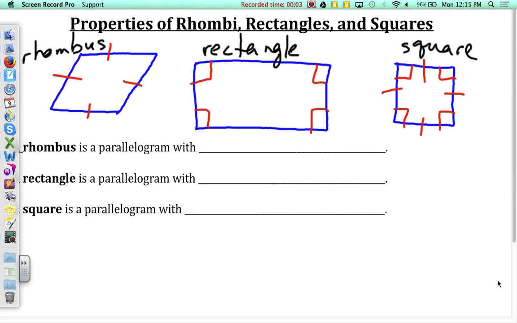Okay, as I've said before, the bulk of this chapter has to do with quadrilaterals. We've spent the last two lessons talking specifically about parallelograms. Today's lesson has to do with special parallelograms.